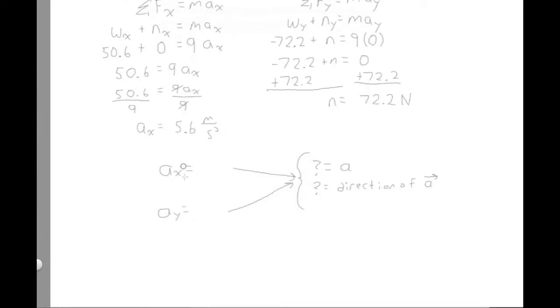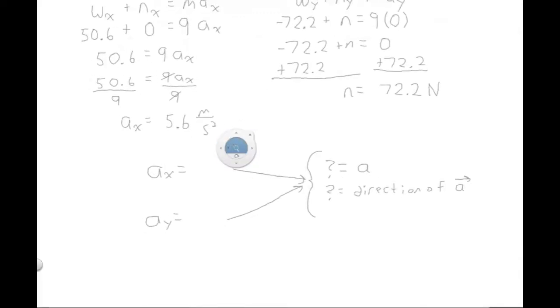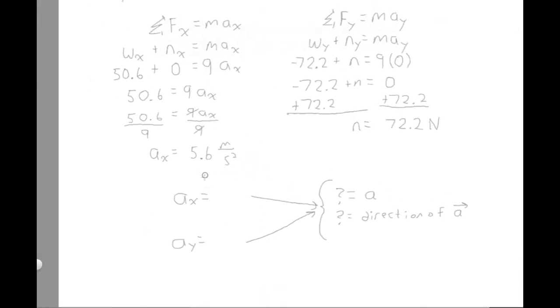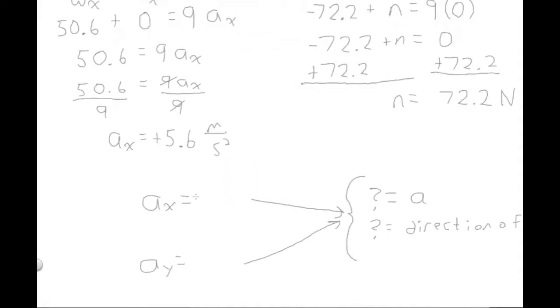So we need to use what we know about the components to answer the question about the overall acceleration. Well, we know that a sub x here is 5.6 meters per second squared. Let's go ahead and put in the sign. This number came out to be positive mathematically, and I recommend that you include plus signs in front of your positive components. So I'll put that plus sign in here. So our a sub x here is positive 5.6 meters per second squared.